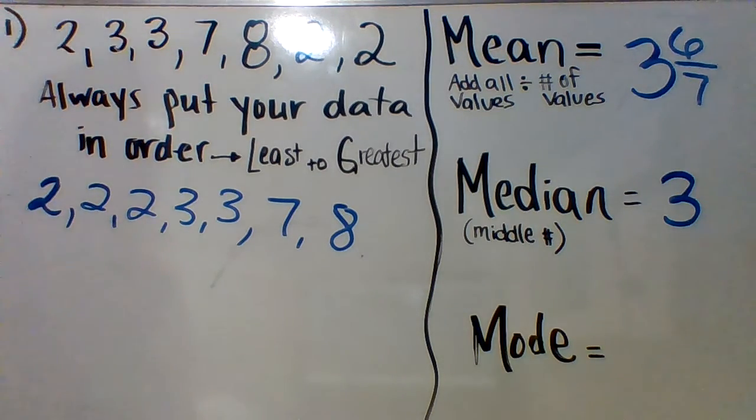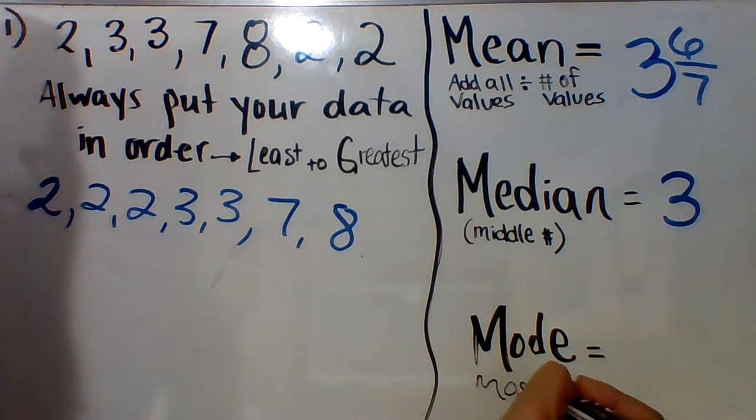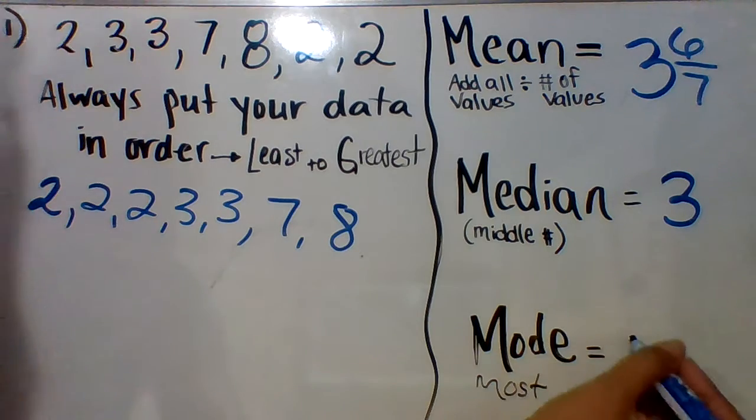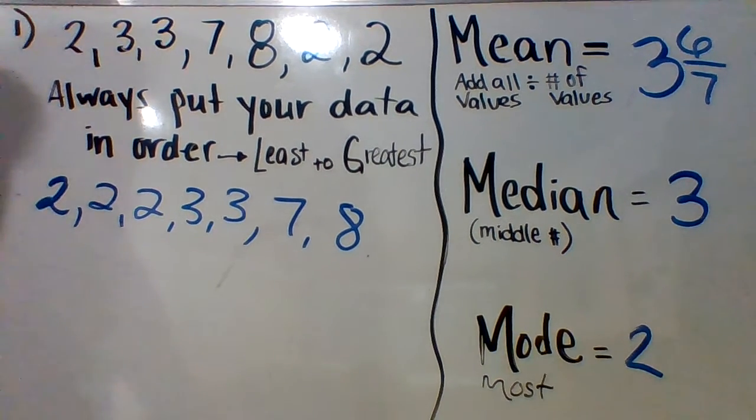For our mode, we're looking for the number that repeats the most. The way you can remember is MO, MO for most. So mode is the number that repeats the most. And that would be your 2's, because you have 3 of them there. So the answer is 2. And that's it. That's it for problem number 1.